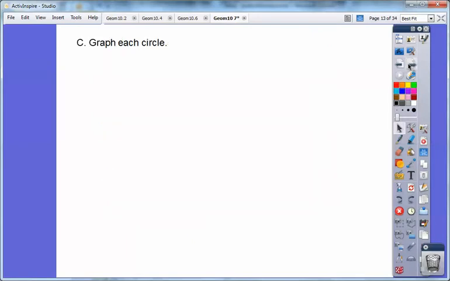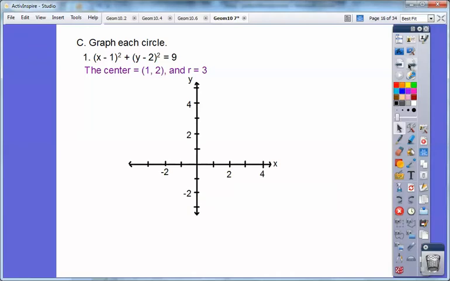All right, okay, let's graph each circle. This part's easy, I think, you guys. So here's your circle, (x minus 1) squared plus (y minus 2) squared equals 9. You need to recognize that your center is at (1, 2) and the radius is the square root of 9, so it's 3. So we're going to graph (1, 2) first. Go over 1 and up 2, that's your center. And then just make some boundaries: straight up 3, straight down 3, straight to the left 3, straight to the right 3.